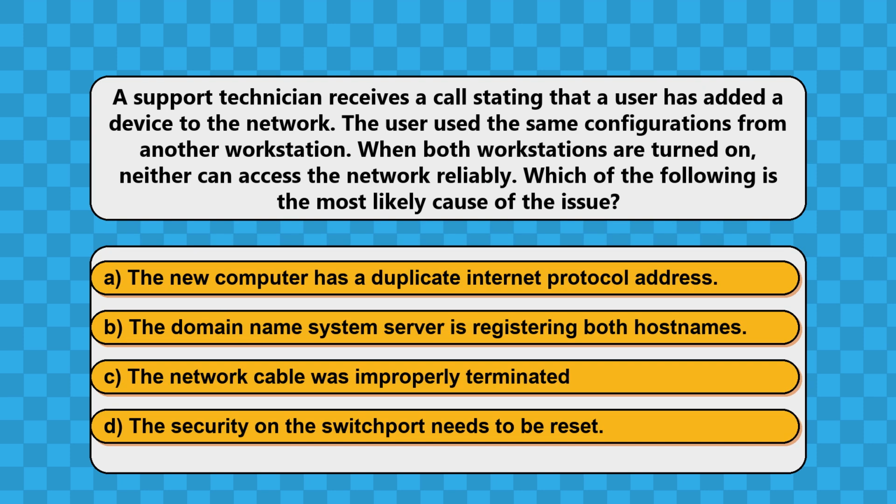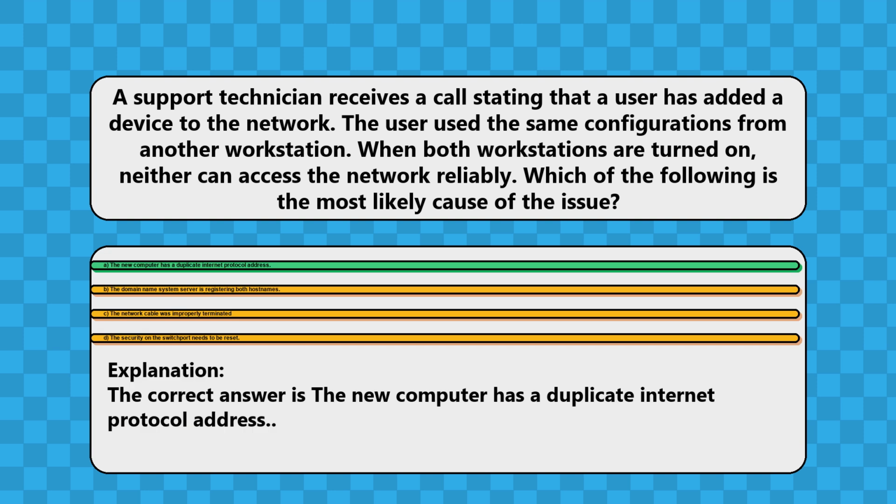Question 31. A support technician receives a call stating that a user has added a device to the network. The user used the same configurations from another workstation. When both workstations are turned on, neither can access the network reliably. Which of the following is the most likely cause of the issue? Option A, the new computer has a duplicate Internet Protocol address. Option B, the domain name system server is registering both host names. Option C, the network cable was improperly terminated. Option D, the security on the switch port needs to be reset. The correct answer is option A, the new computer has a duplicate Internet Protocol address.